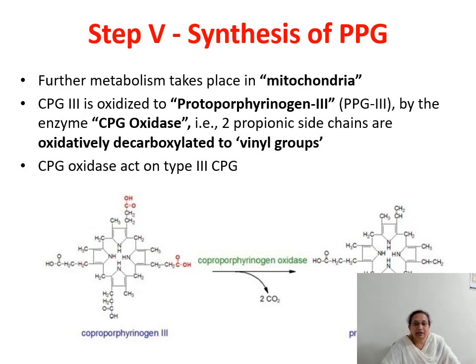Now this particular CPG3 is entering into mitochondria. In the mitochondria, CPG3 is oxidized to PPG3, the full form of which is protoporphyrinogen 3, by the action of the enzyme CPG oxidase. So here 2 of the propionic side chains are oxidatively decarboxylated to form into vinyl groups. Okay, CPG oxidase acts only on type 3 forms of CPG. CPG3 acted upon by the enzyme CPG oxidase forms into protoporphyrinogen 3.